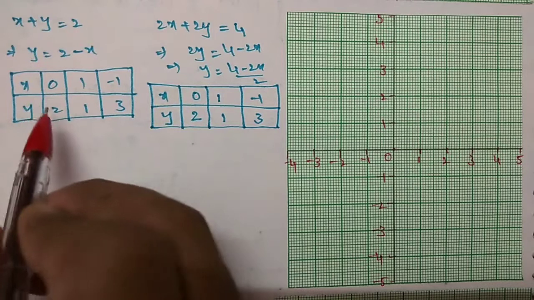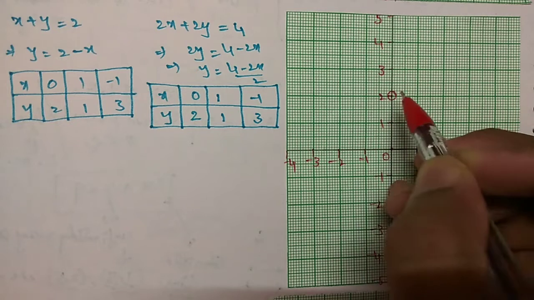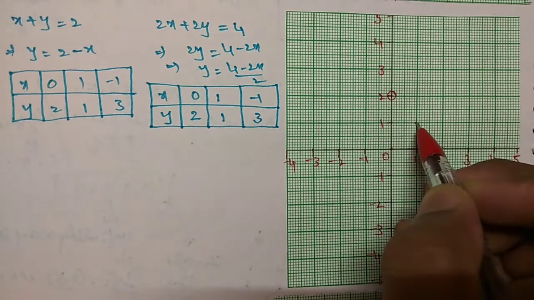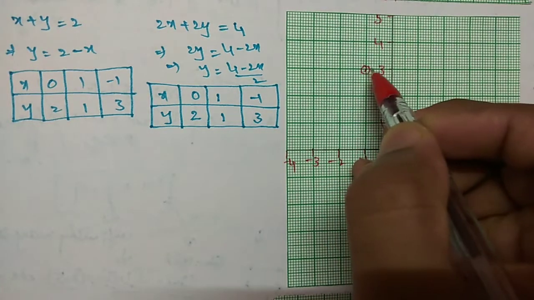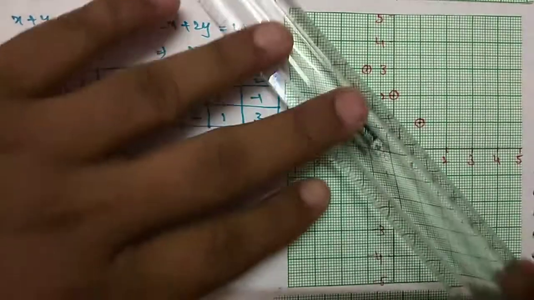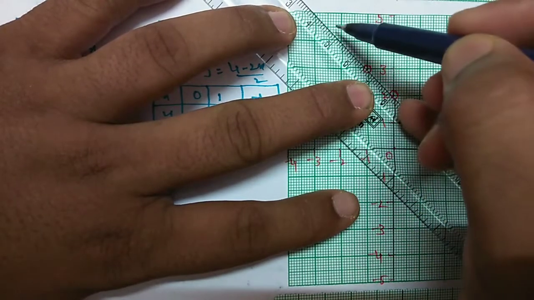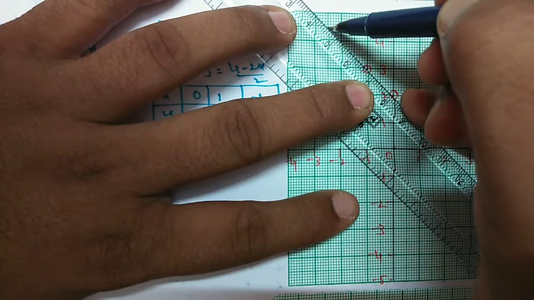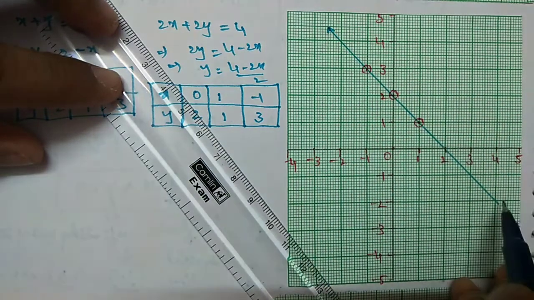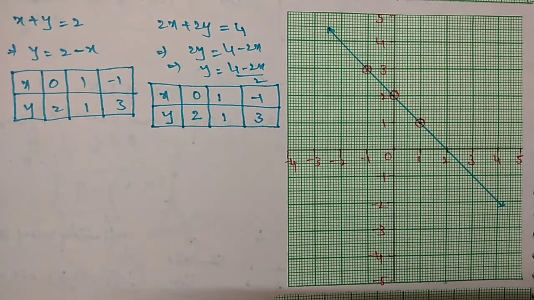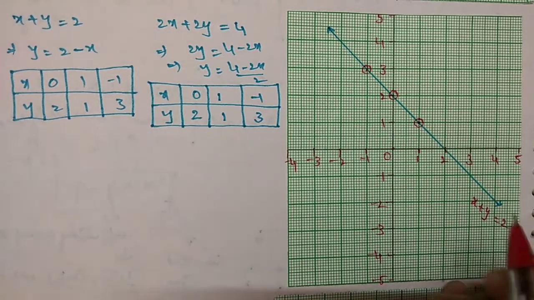Let us plot the points of the first equation: 0, 2. When x is 0, the point lies on the y-axis. So this is 0, 2. Next 1, 1. Minus 1, 3. So join these points using the scale. So this is the graph of the first equation. Let us write the equation of this graph: x plus y equal to 2.